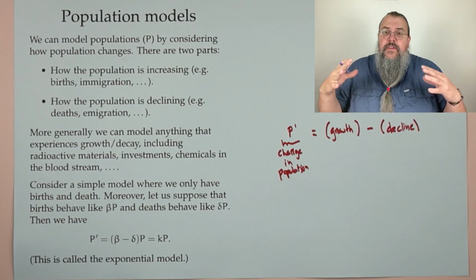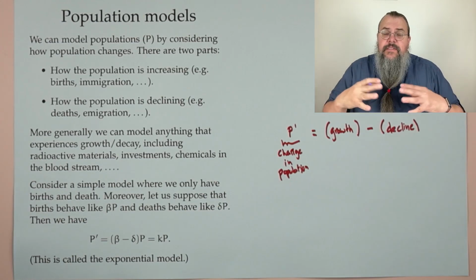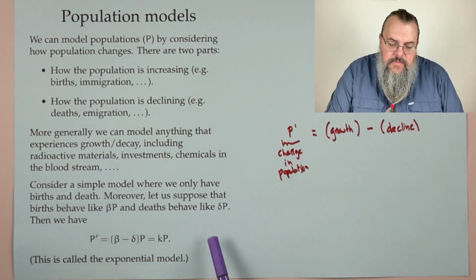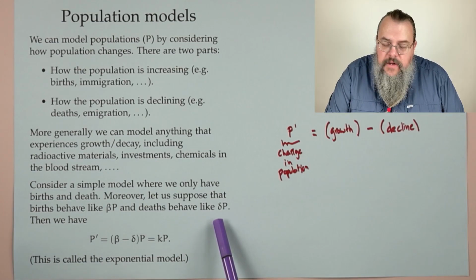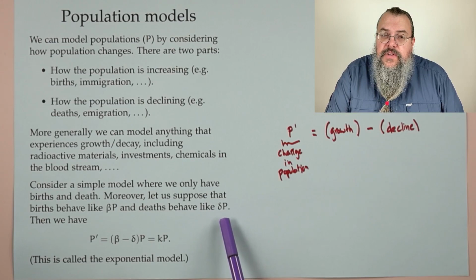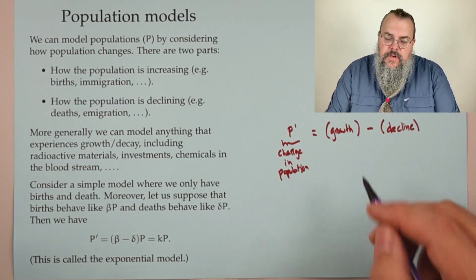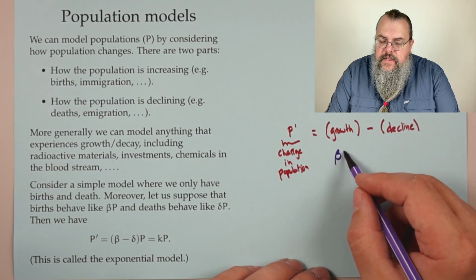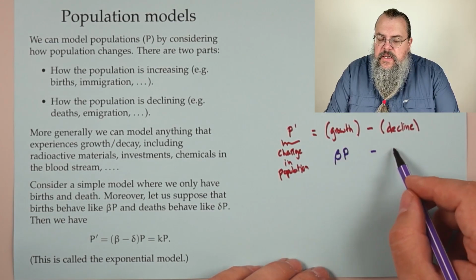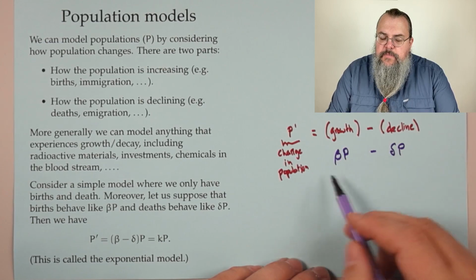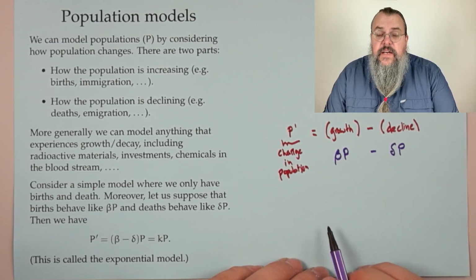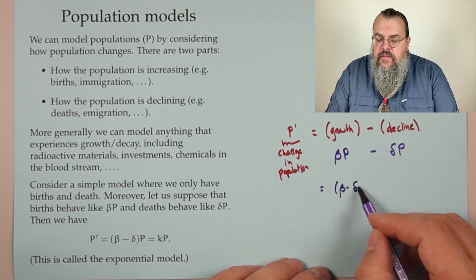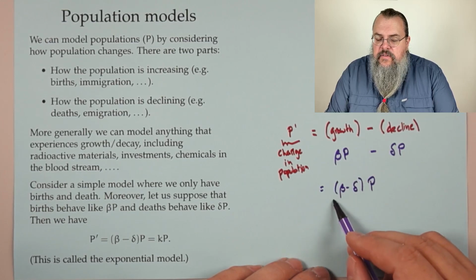We expect a small population not to have too many deaths. A large population will grow proportionally. So that could be something like a constant multiple of the size of the population. So we say, okay, in this very simple model, we can have our beta times our population and our delta times our population. Think of beta for birth, delta for deaths.